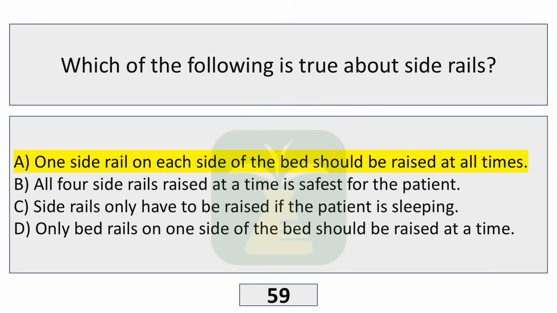Correct answer, A. One side rail on each side of the bed should be raised at all times. The top side rails on each side of the bed are to be raised at all times, whether the patient is sleeping or not. If all 4 side rails are raised, it is considered a restraint. It is okay for 2 side rails on one side of the bed to be raised. All 4 bed rails are usually only raised when the patient is being transported on the bed.